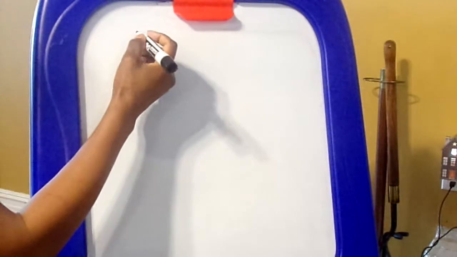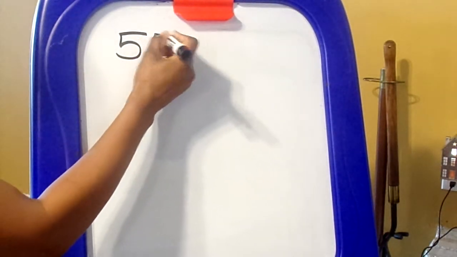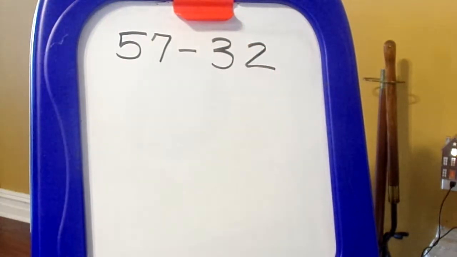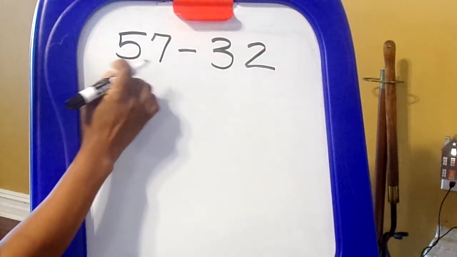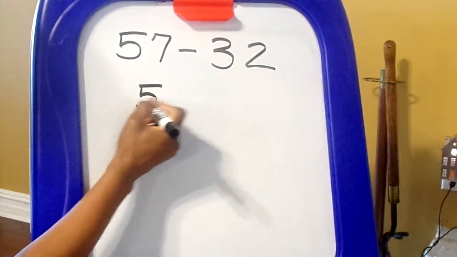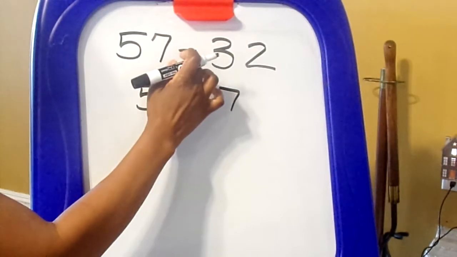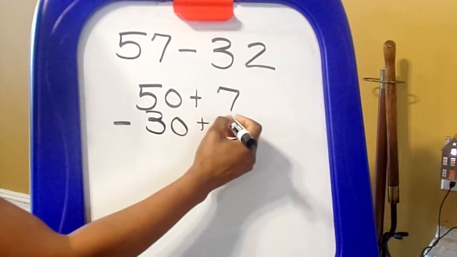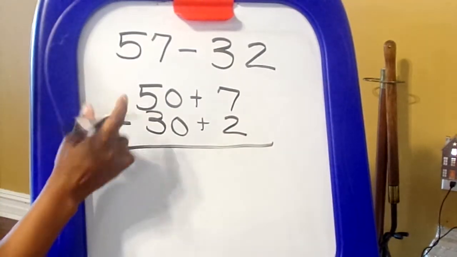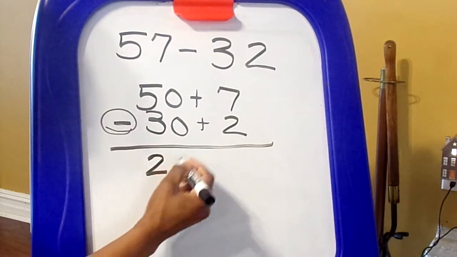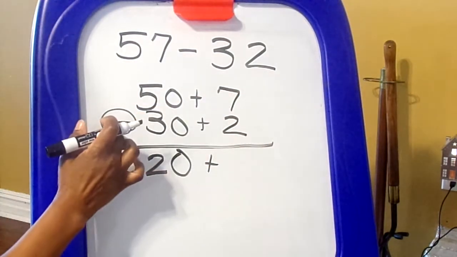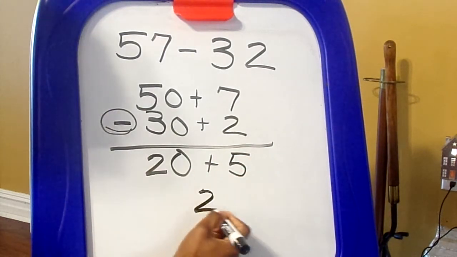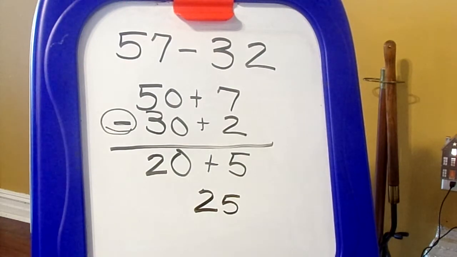Let's just do another one of those. 57 subtract 32. So again, I am using the expanded form. So I will break these into 50 and 7, subtracting 30 and 2, and then 50 subtract 30 is 20. 7 subtract 2 is 5. And then 20 and 5 makes 25.